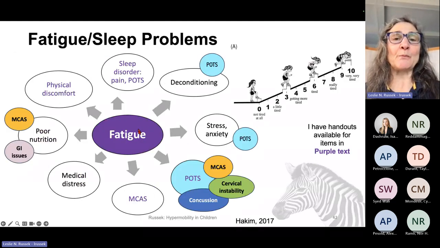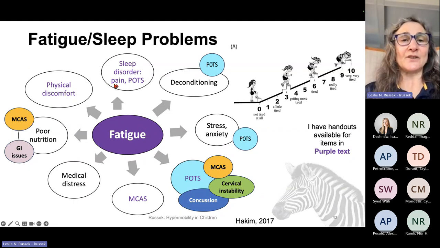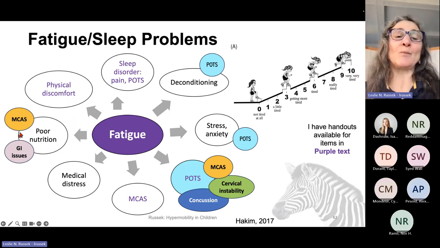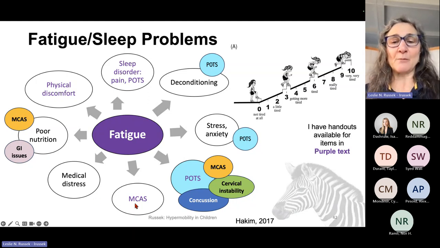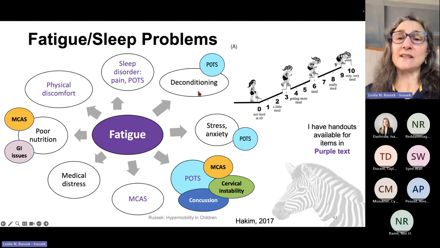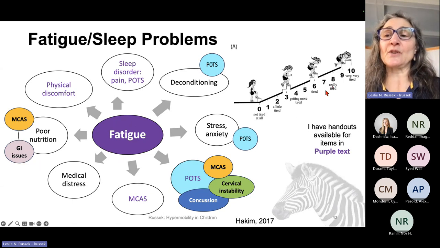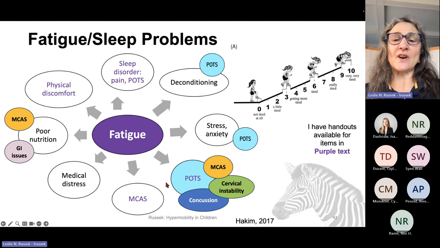Fatigue and sleep problems may be caused, obviously, by a sleep disorder. If you're not sleeping well, that in turn can be aggravated by pain and POTS. Physical discomfort at night will keep them awake. Poor nutrition will contribute to fatigue, medical distress, MCAS, POTS, stress and anxiety in general, and deconditioning will all contribute to fatigue. So a nice simple 0 to 10 scale on fatigue. And again, these conditions are interlocked.